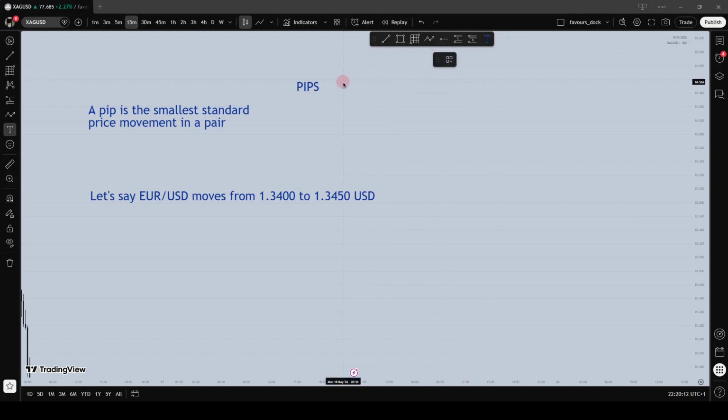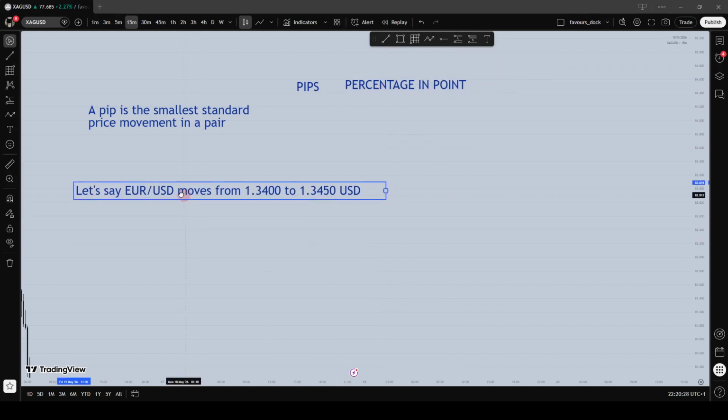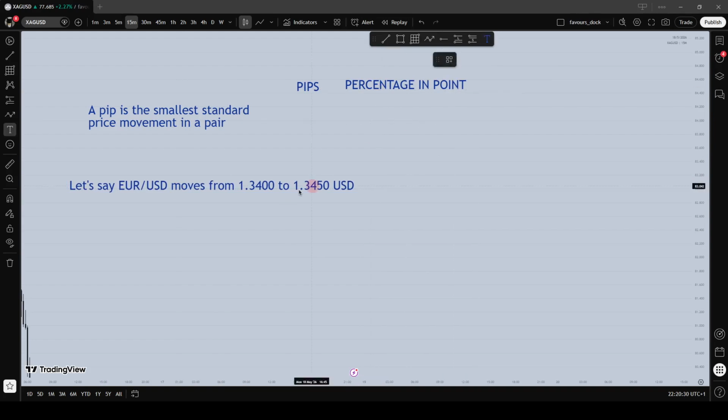I forgot to tell you the full meaning of pips. Pips is percentage in point, that is the percentage change in point, but people just call it pips. The way to calculate pips for pairs like this is simply subtracting. Pips are counted from the fourth decimal place, so let me explain it for you now.